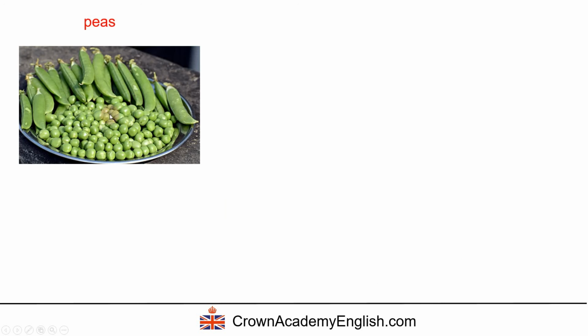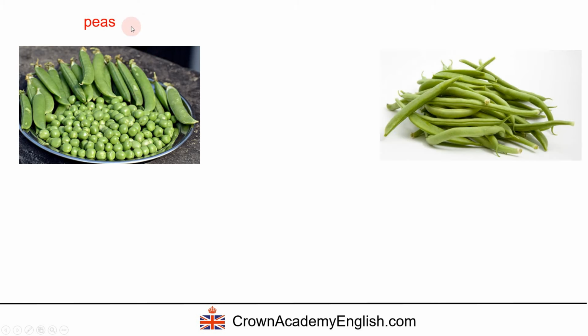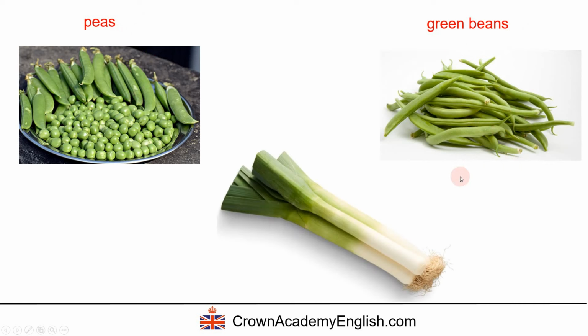And these are peas. Green beans. We can also sometimes call them French beans. Okay, but usually we call them green beans. And these are called leeks. Okay, so here we have 1, 2, 3 leeks.